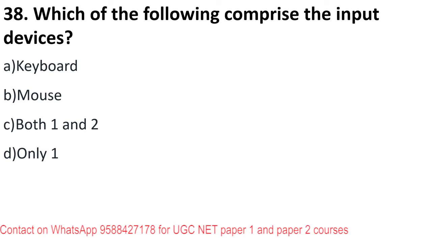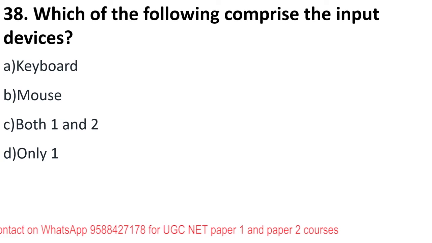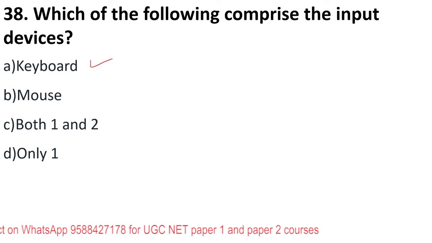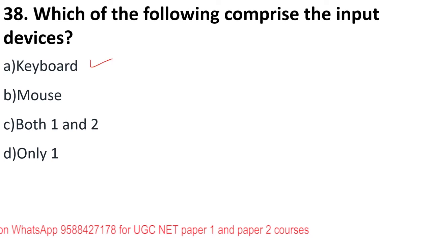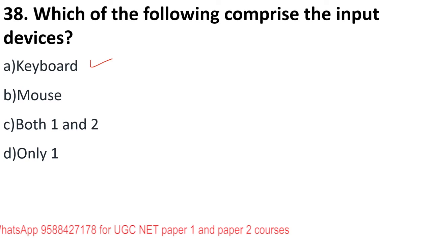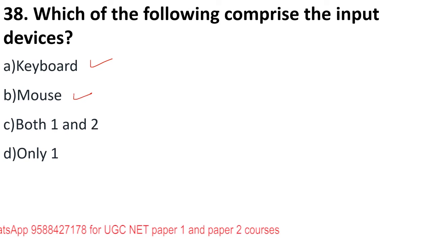Next is, which of the following comprise the input device? Keyboard, mouse, both, or only one? You all know keyboard is used to give instructions to the computer. Yes, it is an input device. Also, mouse is an input device. Whenever we want to open a file, we click on it with the mouse. So even mouse is also an input device.